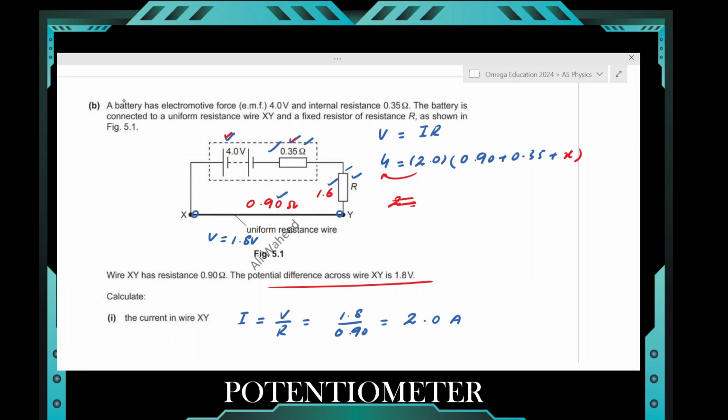Sorry, not divided by. Let me just do the calculation. It should be subtracted on the other side. So you have 2 over here. And on the other side, what you get is 0.9 plus 0.35, which is 1.25, plus x. Now, for x, it would be 2 minus the answer, which would be 0.75. So the resistance would be 0.75.